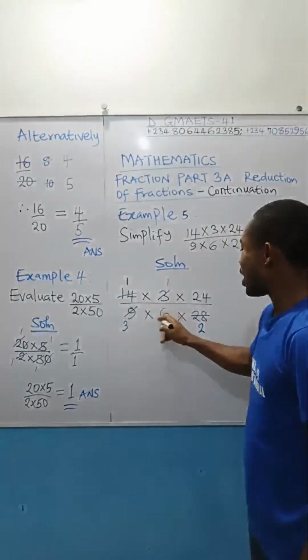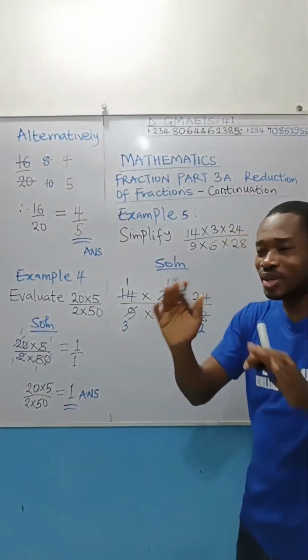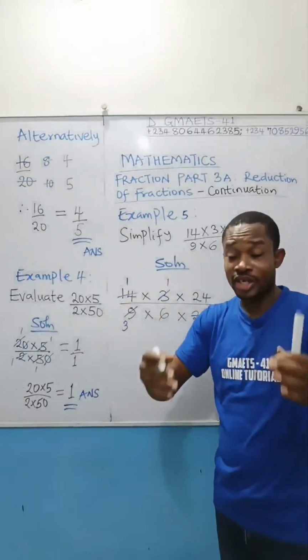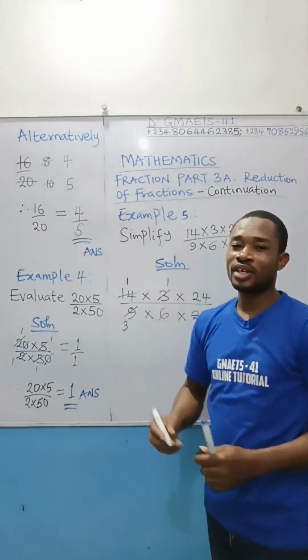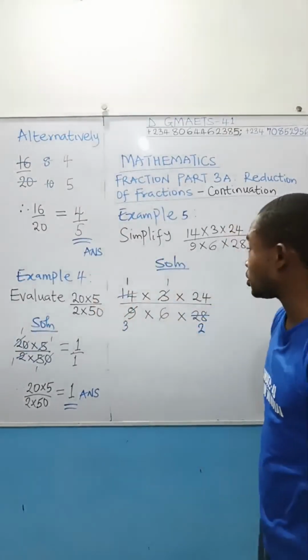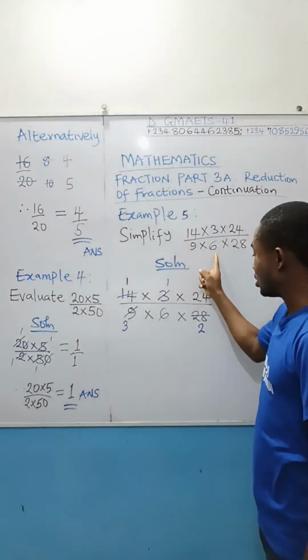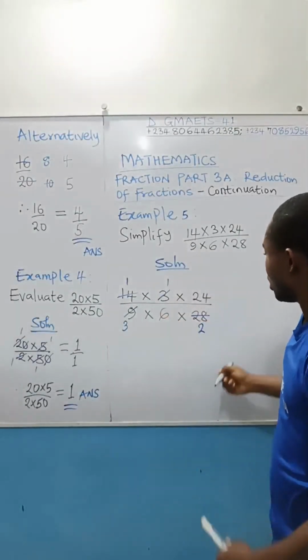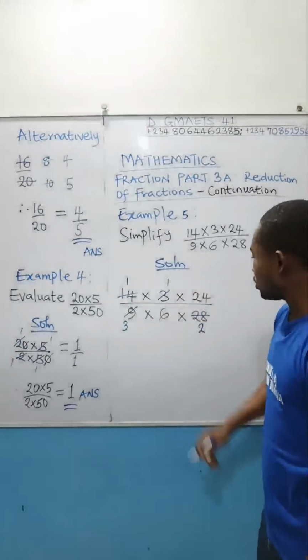You know, I had to come up with this particular question so that you see that reduction of fraction can take other higher forms, where they would bring in multiplication. So please, this is 6, this is 6. Good. All right, at this point we continue.